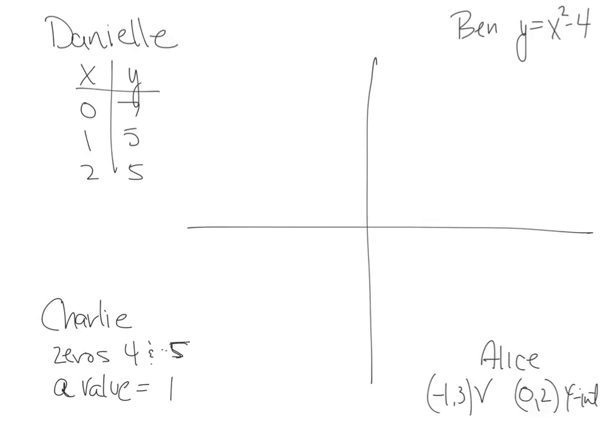Well, no, we can't. All right. So 1, 2, 3, 4, 5, 6, 7. That's 1 point, and then there's also a point of (1, 5). And there's also a point of (2, 5).